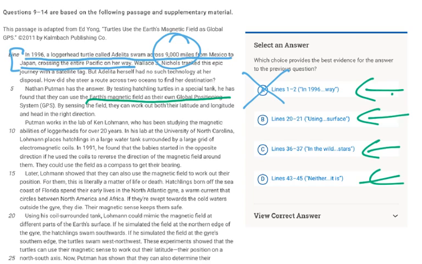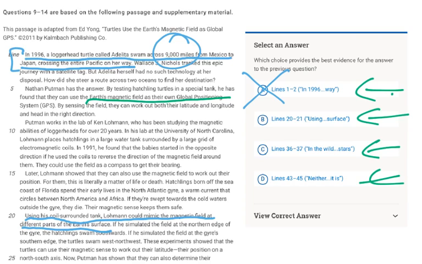And see, this also goes back to Rule 3 in that you have to understand what the question is asking. You can't just say, oh, 9,000, 9,000. Boom, there's the answer. Okay? Let's look at 20 and 21. I think that's still on here. Yeah, 20's down here. Using his coil-surrounded tank, Lohmann could mimic the magnetic field at different parts of the Earth's surface. Okay? So does that answer the question?